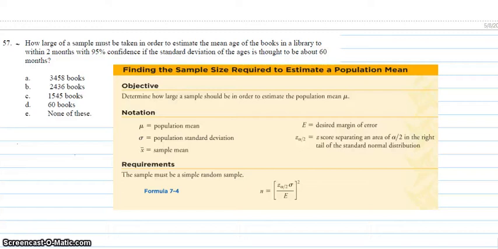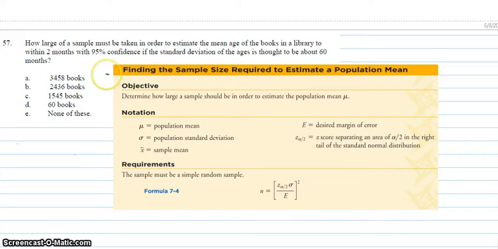How large of a sample must be taken in order to estimate the mean age of the books in a library to within 2 months with 95% confidence if the standard deviation of the ages is thought to be about 60 months? Is your answer going to be A, 3,458 books, B, 2,436 books, C, 1,545 books, D, 60 books, or E, none of these?